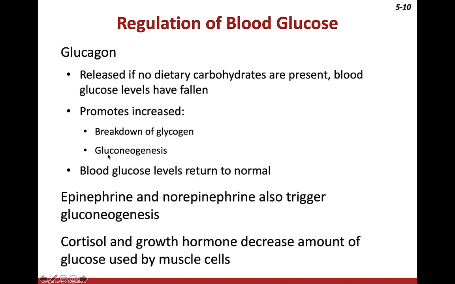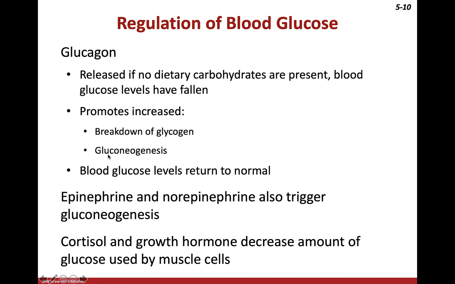Glucagon, this is going to be released if no dietary carbohydrates are present and blood glucose levels have fallen. Now, glucagon is going to promote the breakdown of glycogen to make glucose available, and it's also going to promote the process of gluconeogenesis. And this is the liver actually producing glucose, and it's actually going to produce that glucose from the carbon skeleton of some amino acids. So now you're looking at protein, breaking down the amino acids and the building blocks in protein so that the body can have adequate levels of glucose.